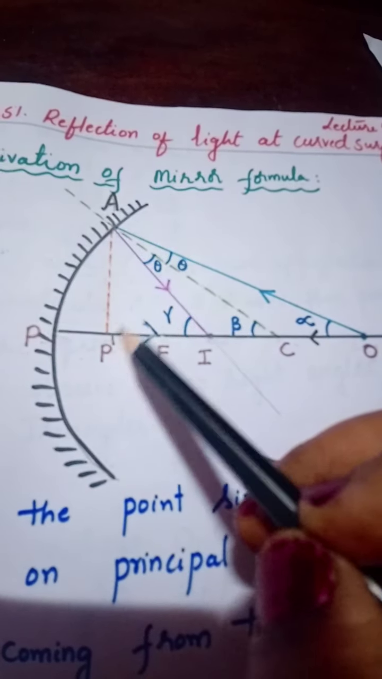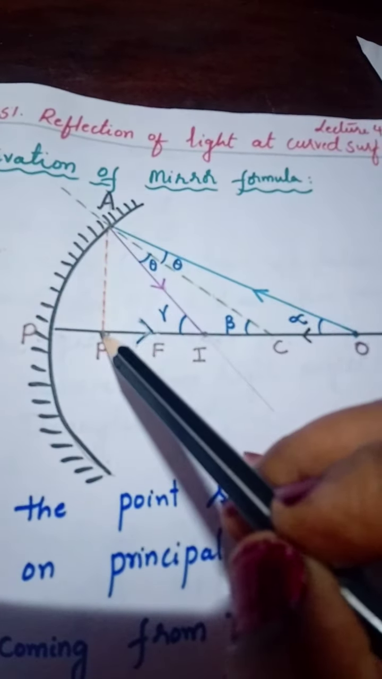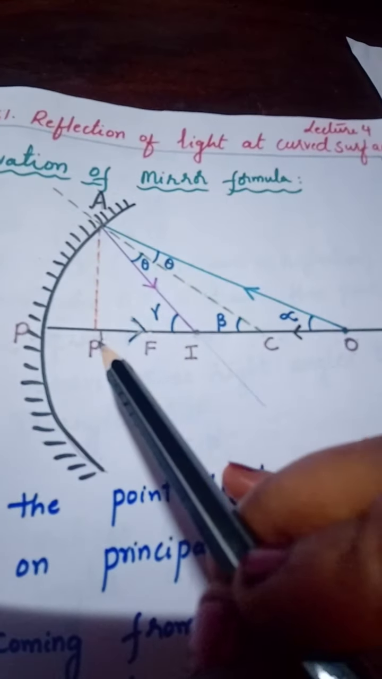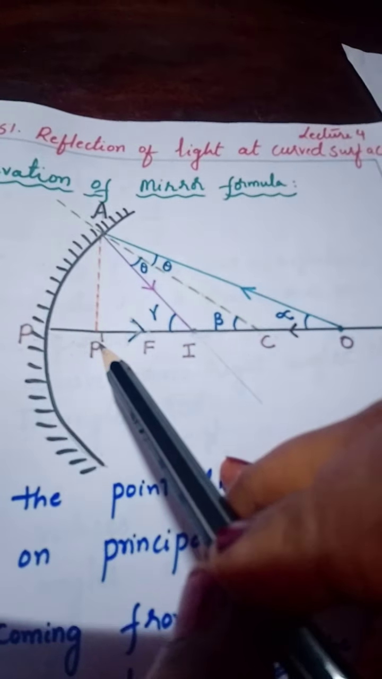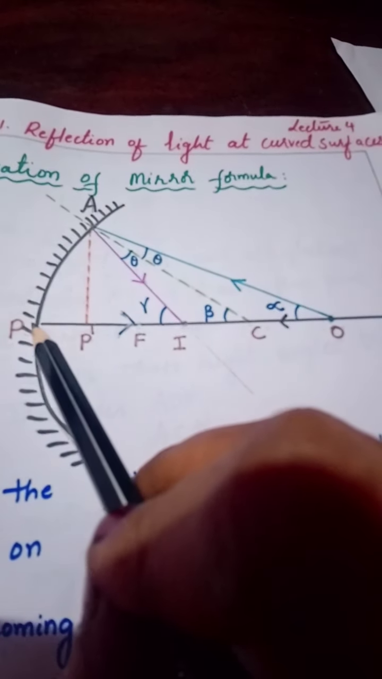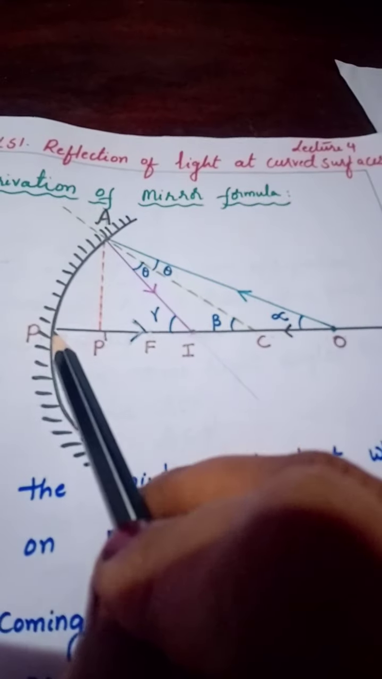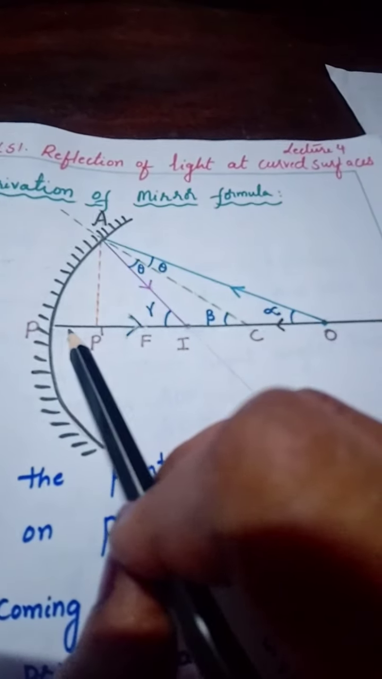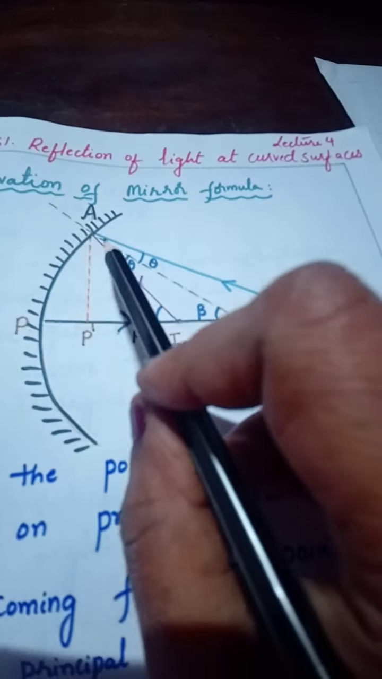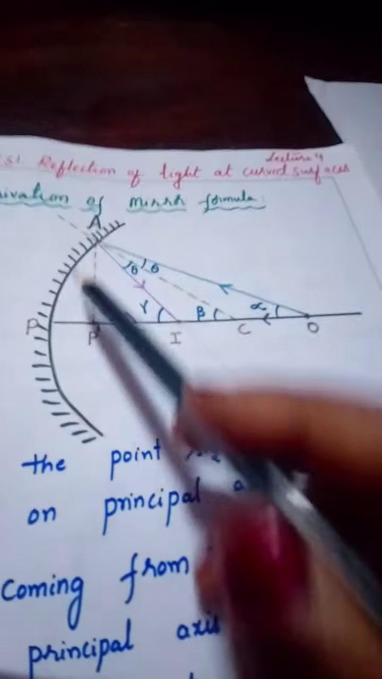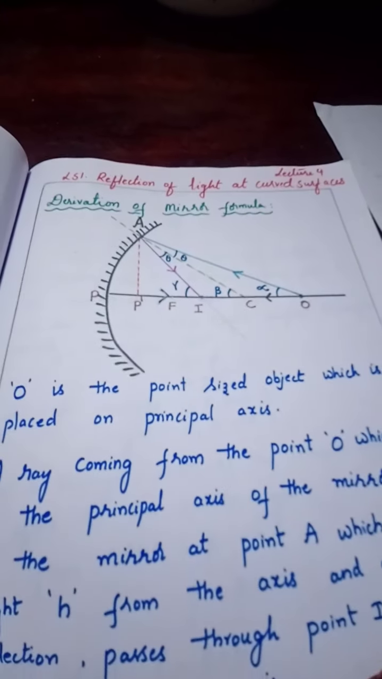This is P dash. That means when we project this point vertically downward, the point A is touching the principal axis at P dash. Sometimes we do not consider P dash and P different. We consider P and P dash the same because the distance between them is very small, so it will be negligible. Whenever you consider AP dash, we will consider only P, right? AP only we will consider. In later classes we will see that.